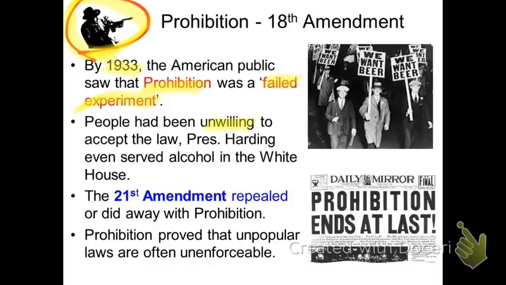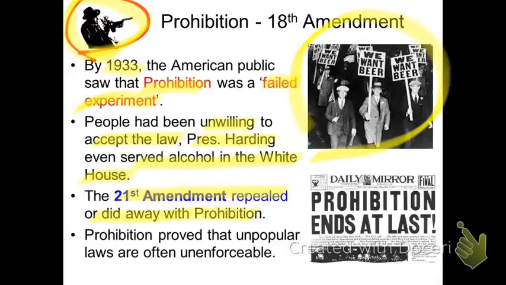Okay, let us continue with our second bullet. People were unwilling to accept the law. President Warren G. Harding, elected in 1920, served alcohol in the White House, even though it was against the law. So you have the president doing it, and this is back in 1920, so you can well imagine how over the decade it got worse and worse. People didn't like the law, and so the 21st Amendment repealed or did away with Prohibition.